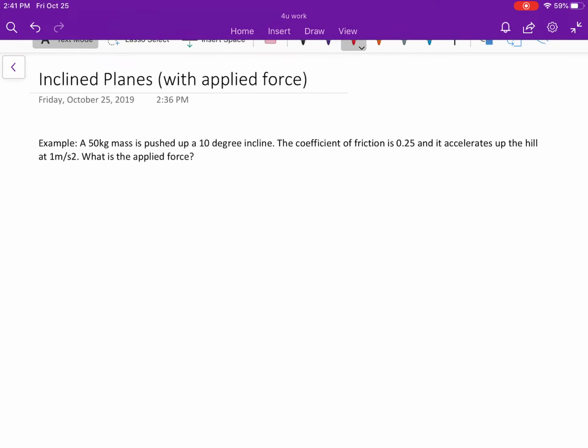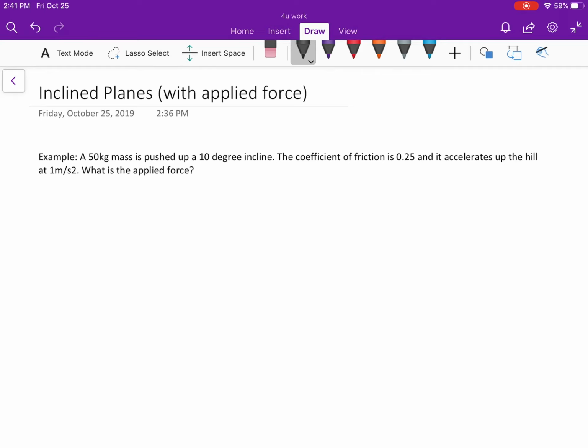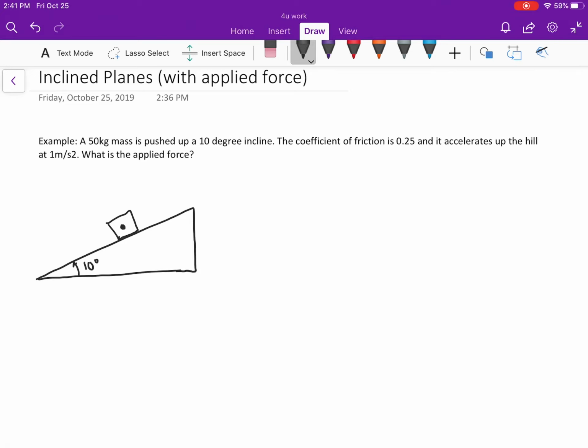I'm always going to start with a free body diagram. For this one, we've got our 10-degree incline. Our object is on the incline. It's got a mass of 50. Three main forces acting on it. Sorry, four forces acting on it.